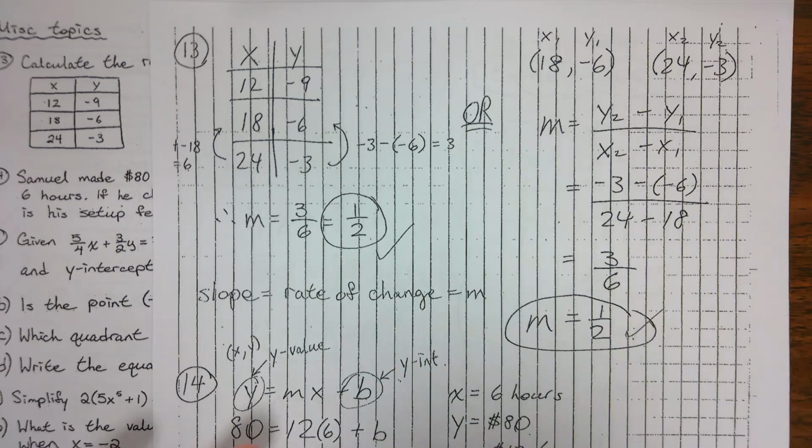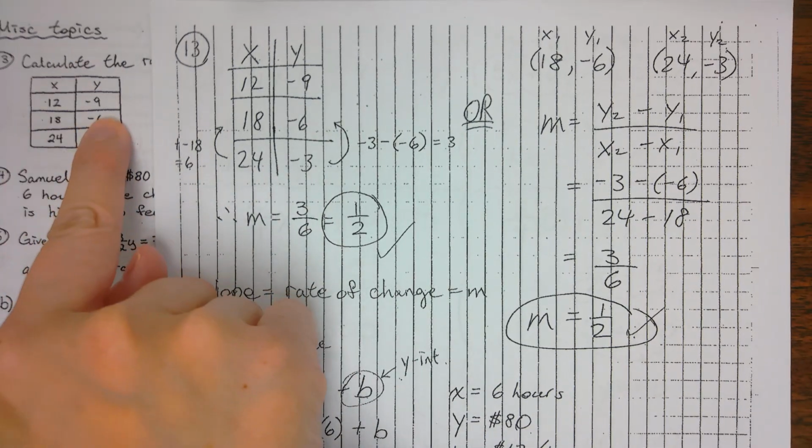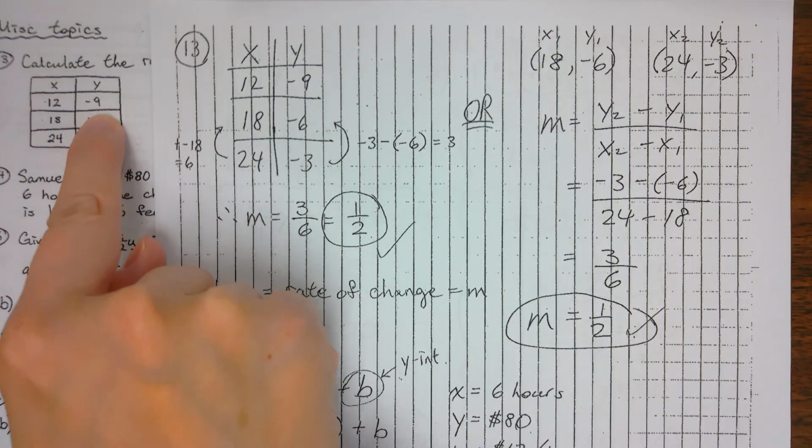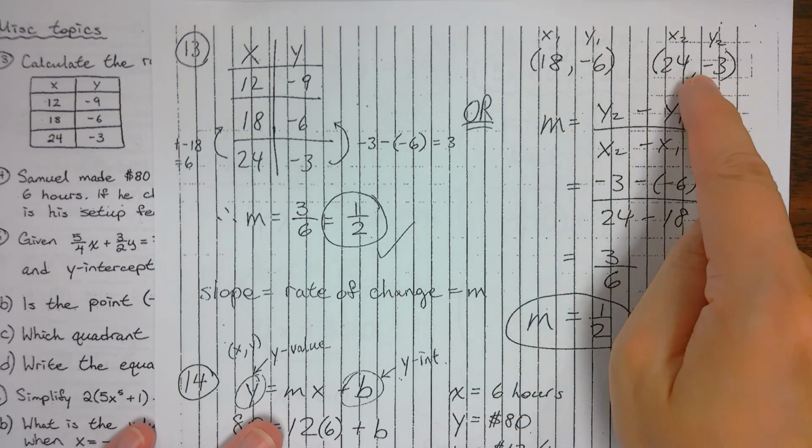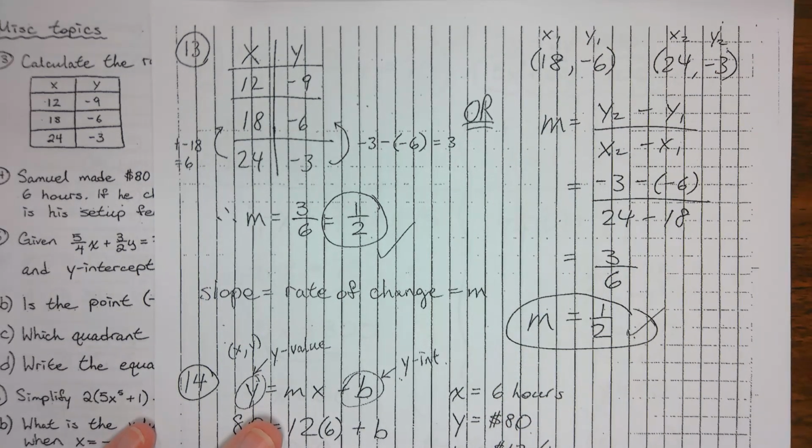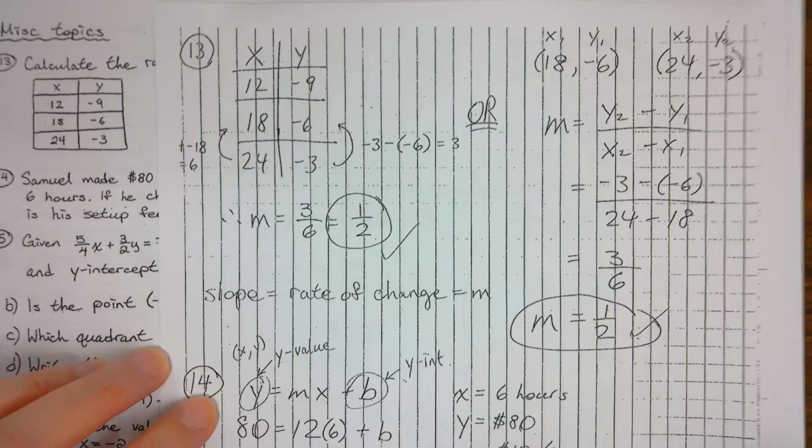All right. So remember, even though you're given it in table form, these are just points. These are just coordinates of points. So you can always rewrite it like this, and then just choose any 2 of them.